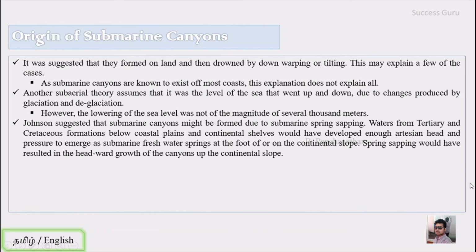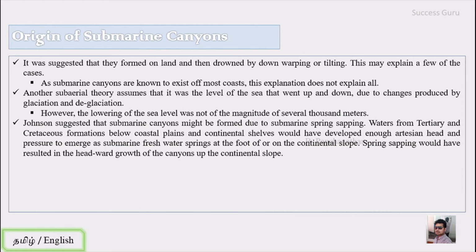According to Johnson, the submarine canyon might be formed due to submarine spring sapping. Water from the Tertiary and Cretaceous formations below the coastal plain and the continental shelf would have developed enough artesian head and pressure to emerge as submarine freshwater springs at the foot of the continental slope. The spring sapping would result in headward growth of the canyon up to the continental slope. So this is the theory proposed by Johnson.